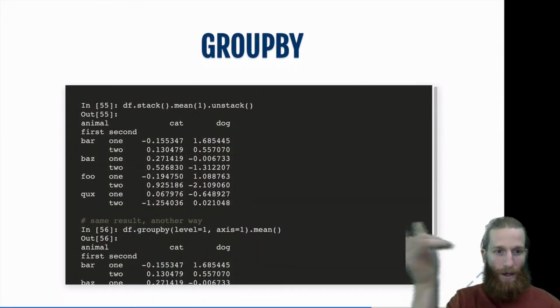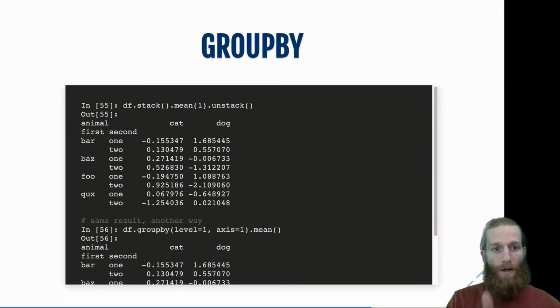Stack is going to take cat, dog, and put them into a column. Okay, let's take the mean of 1, right? So it's going to take the mean across the second column. The second column here is still second, 1, 2, 1, 2, right? And then it's going to unstack it, right? So it's going to push the last column index back to the columns, which is cat, dog. That's the one we stacked in and then unstacked.